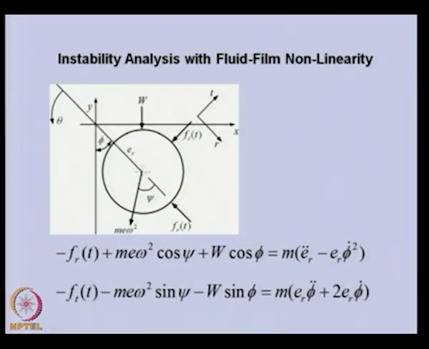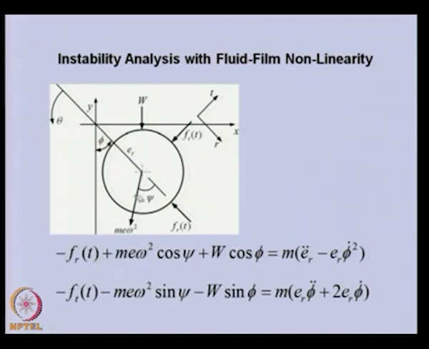Now, if we want to write the equation of motion of this, obviously we can balance the force in the radial direction and tangential direction. So, this is the force balance in the radial direction. So, this is the fluid film force in the radial direction.